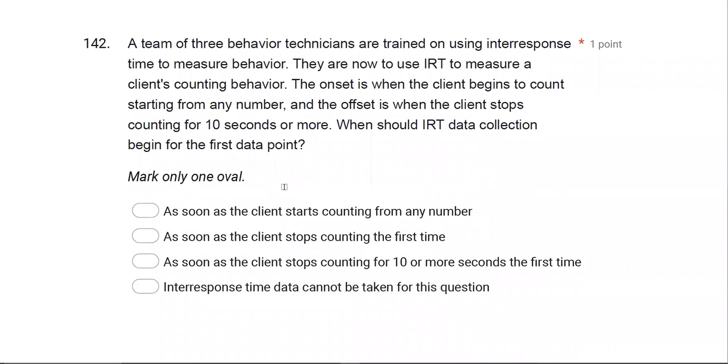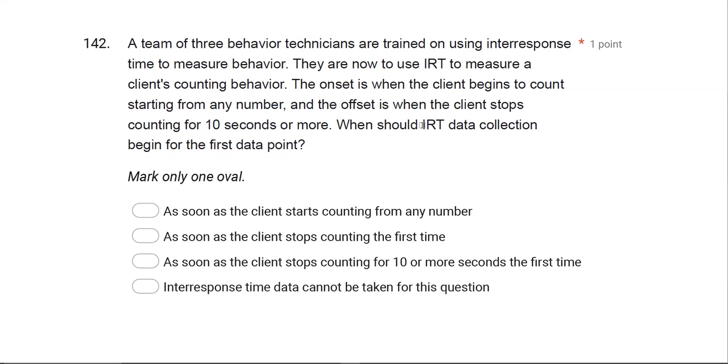142. A team of 3 behavior technicians are trained on using inter-response time to measure behavior. They are now to use IRT to measure a client's counting behavior. The onset is when the client begins to count starting from any number, and the offset is when the client stops counting for 10 seconds or more. When should IRT data collection begin for the first data point?